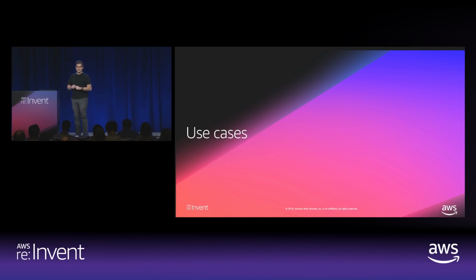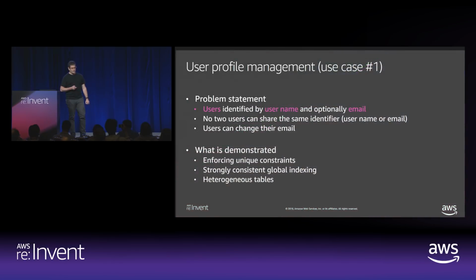OK, so having introduced you to the API, let's dive into some use cases. The first use case that we're going to talk about is user profile management. Suppose you have a mobile app or a web app, and you have a business constraint that you want to identify users with usernames. That's how you want them to register with your app, with a username that they choose. And you also allow them optionally to specify an email.